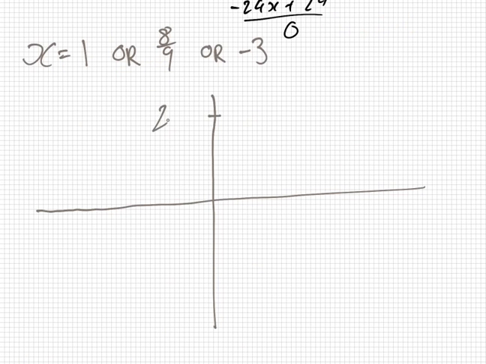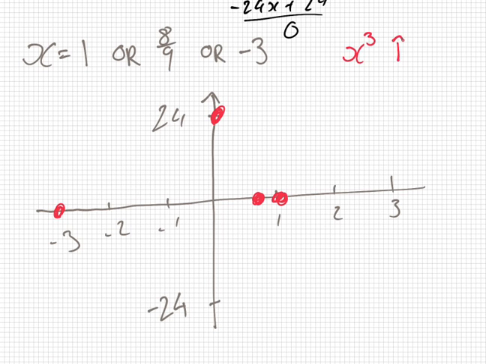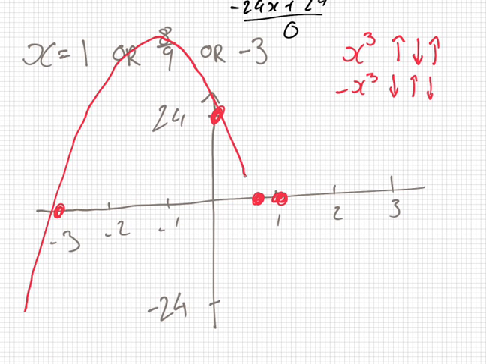So here it can be 24 and minus 24, and here can be 1, 2, 3, minus 1, minus 2, minus 3. My first point is here, 1, and then 8 over 9, which would be here, and then minus 3, which would be here, and then 24, which is here. And the shape a cubic makes: if it is a positive cubic, it goes up, down, up. And if it's a negative cubic, it goes down, up, down. So this one will go, now, it'll be a bit tricky for me to draw. There's my cubic.